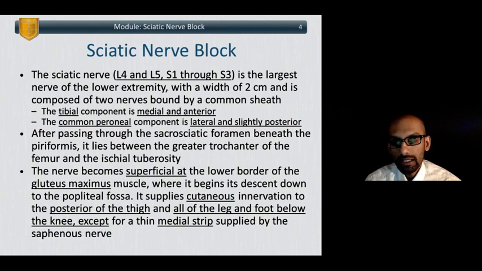The sciatic nerve derives from L4 and 5 as well as S1 through S3. Largest nerve in the lower extremity with a width on average of about 2 centimeters. And it's composed of two nerves ultimately bound by a common sheath, those of course being the tibial and common peroneal, otherwise known as the common fibular nerve.